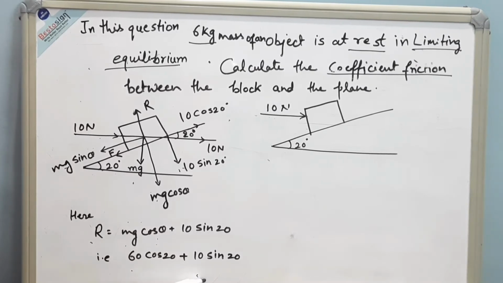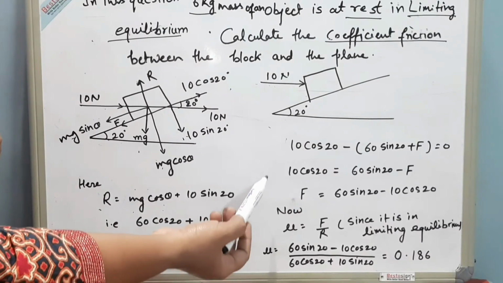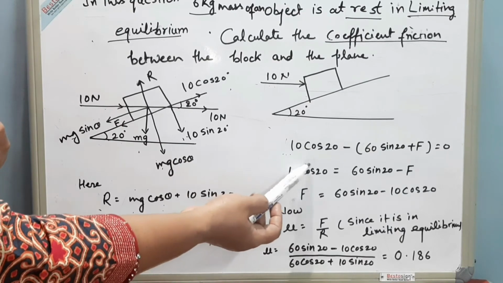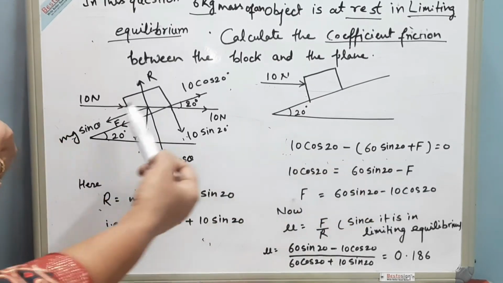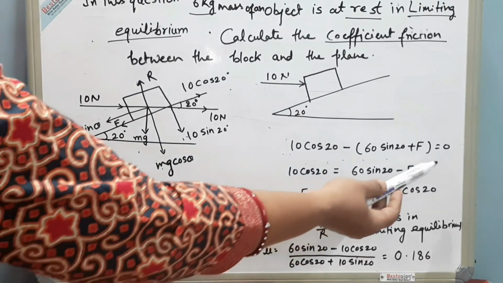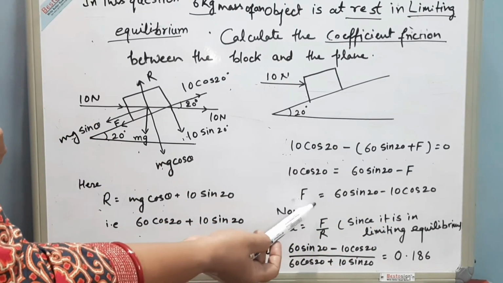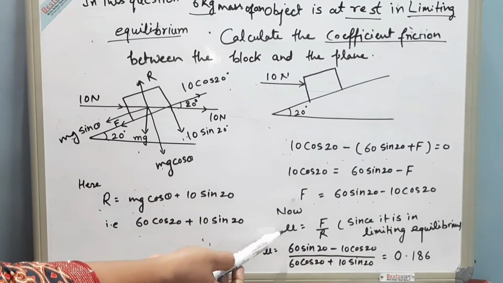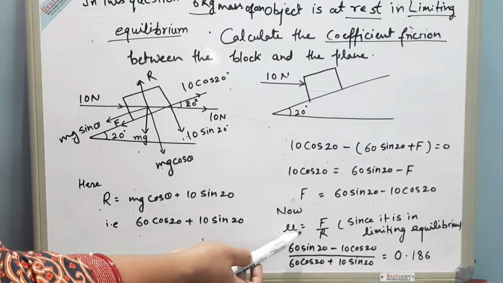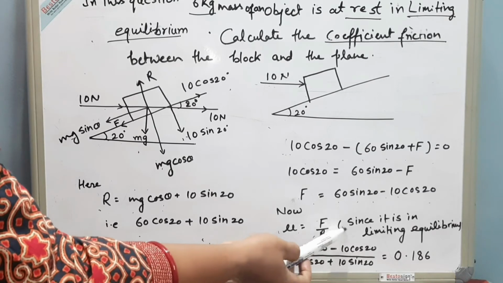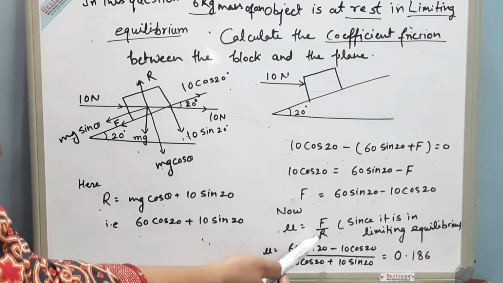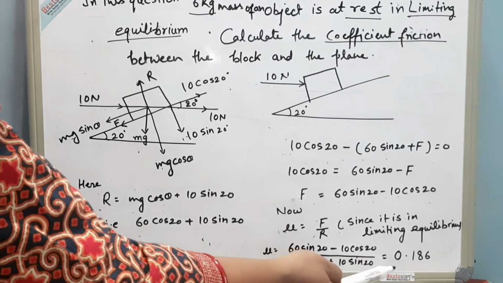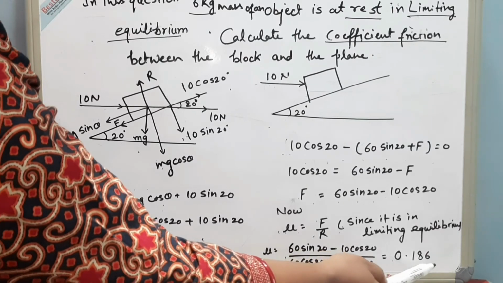Now we'll see what the value of F will be. Next are the forces along the plane. Since the object is at rest, 10 cos 20 minus 60 sin 20 plus f, which is working in this direction, will be equal to 0. When we simplify it, f will be equal to 60 sin 20 minus 10 cos 20. Now we have to calculate the coefficient of friction, that is mu, which will be equal to F by R, since the object is in limiting equilibrium. So now we'll put the values of F and R in this equation. We'll get the value 0.186. That is our answer.